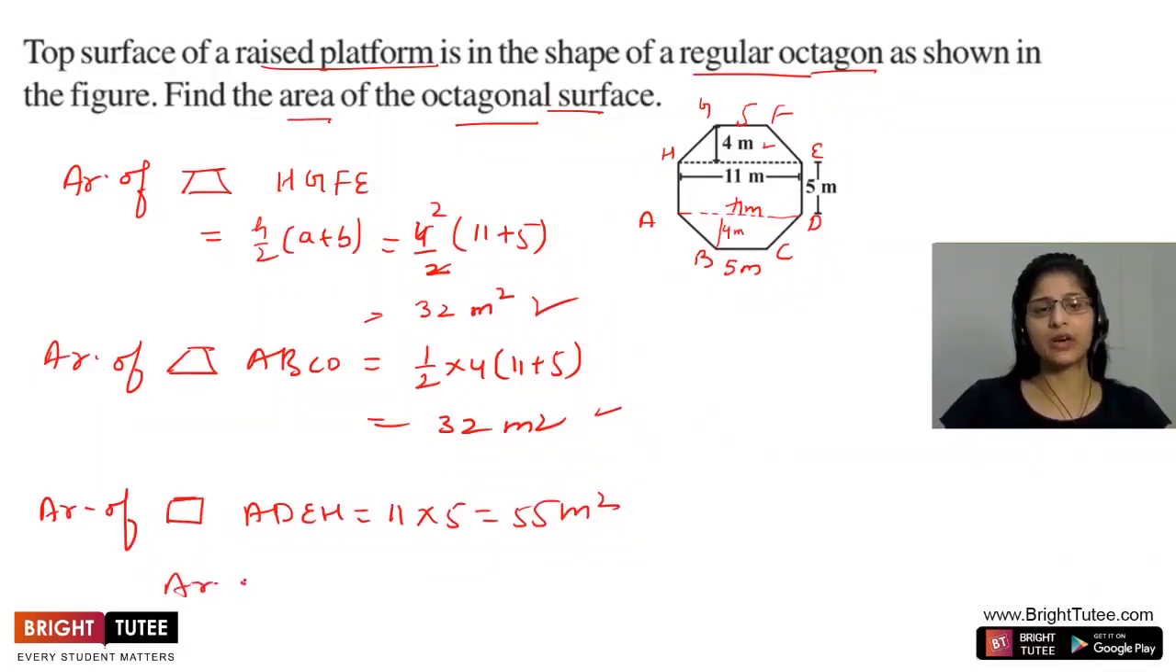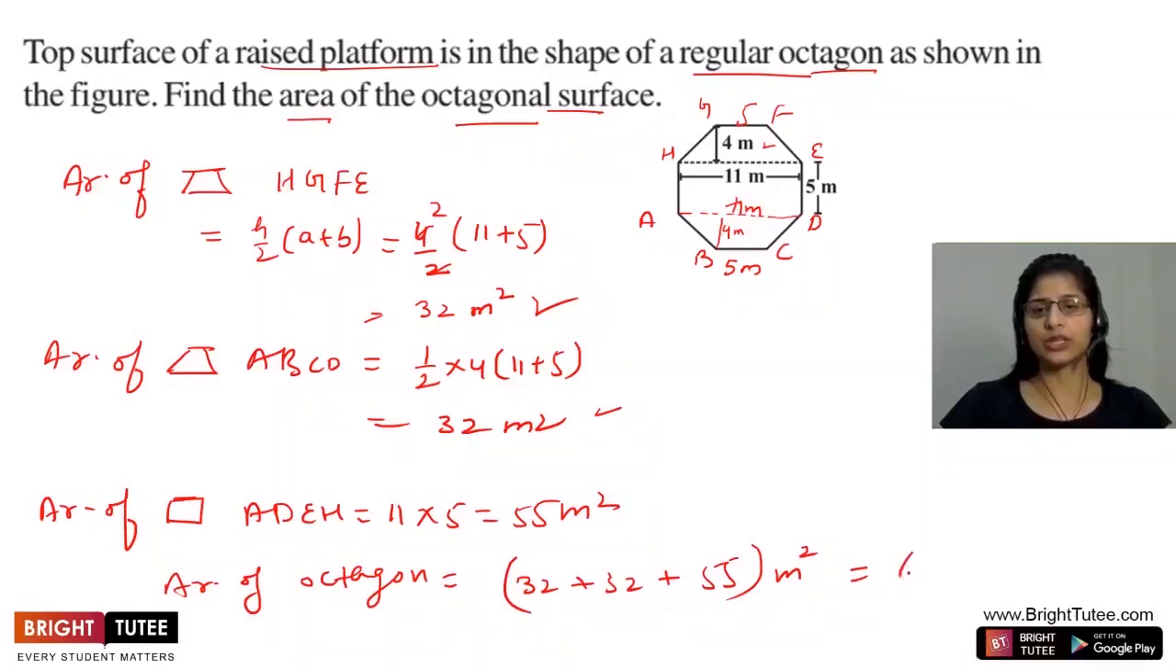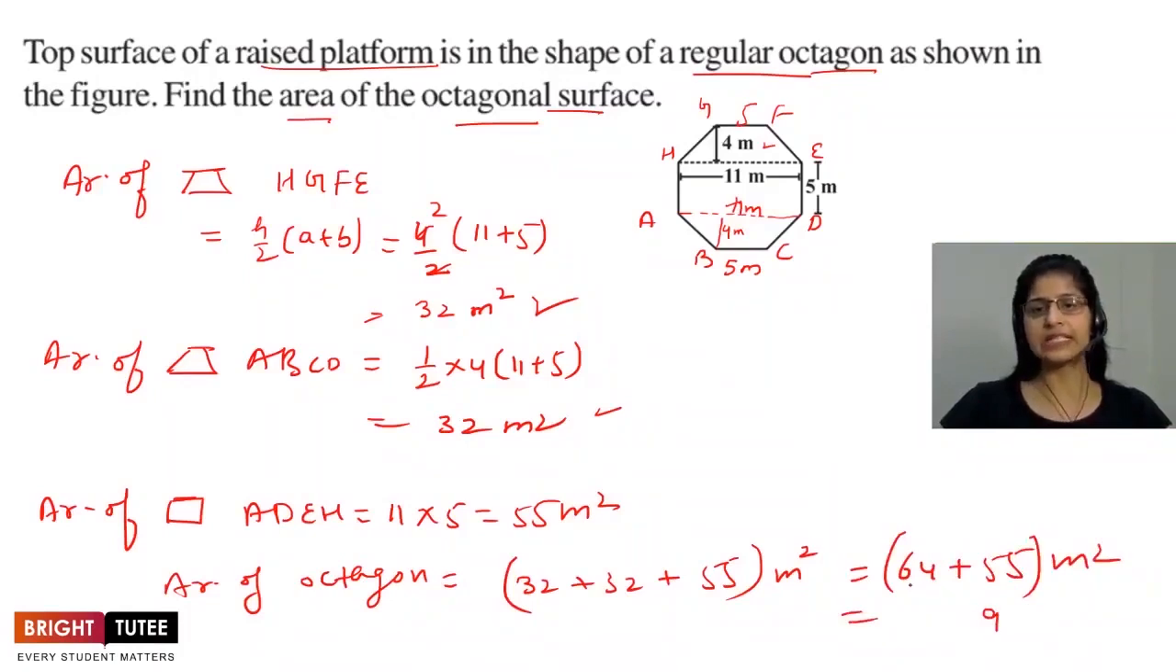So area of octagon is equal to 32 plus 32 plus 55 square meter. So 32 and 32 is 64. 64 plus 55 we have to add. Just add them. 4 and 5 is 9. 6 and 5 is 11. So 119 square meter is the area of this octagon.